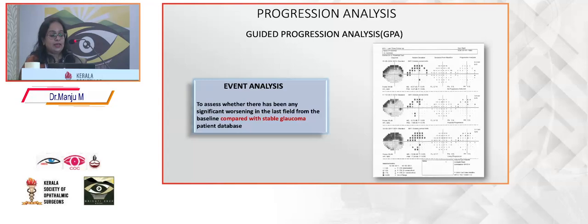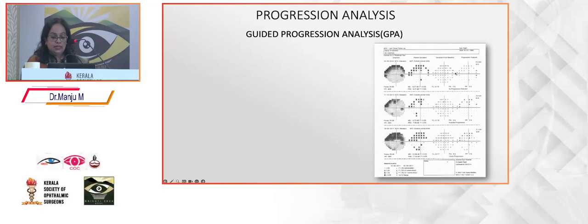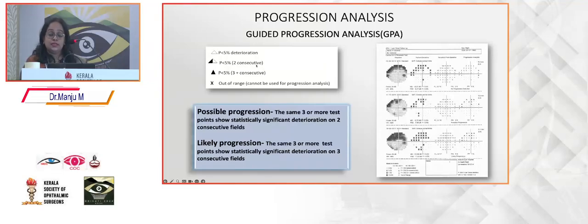There is also event analysis to assess whether there has been a significant worsening from the last field or from the baseline field, compared to a stable glaucoma patient. If there is a 5% deterioration, it will be shown as an open triangle. In the consecutive field, if there is again a 5% deterioration, you will have a half-filled triangle. And if in 3 consecutive fields you have a 5% deterioration, you will have a full-filled triangle.